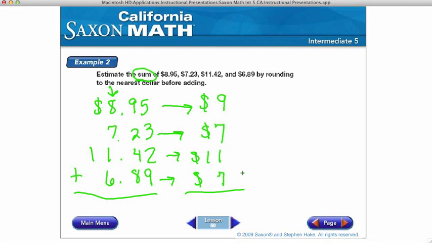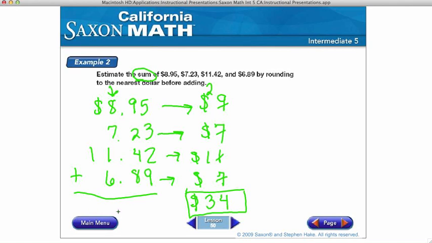So now I can add, okay, 9 plus 1 is 10. 10 plus 14 is 24, excuse me. 2, 2, 3. So my estimate is $34.